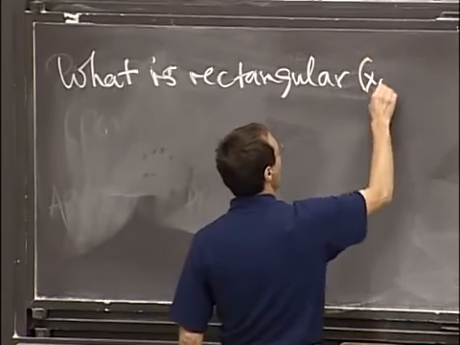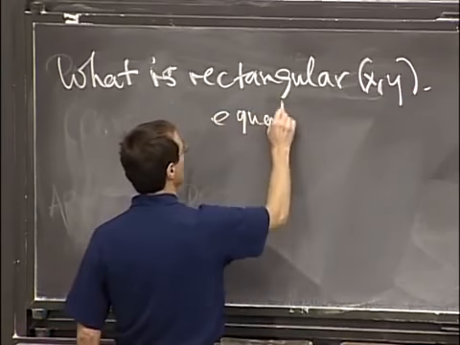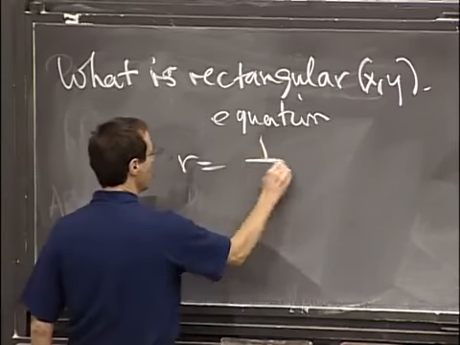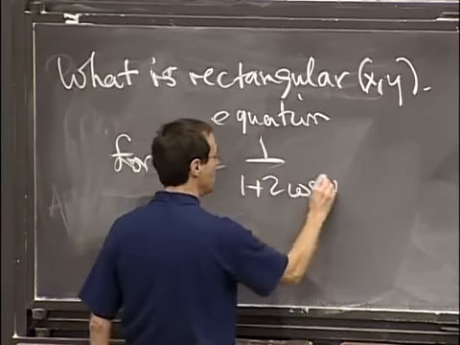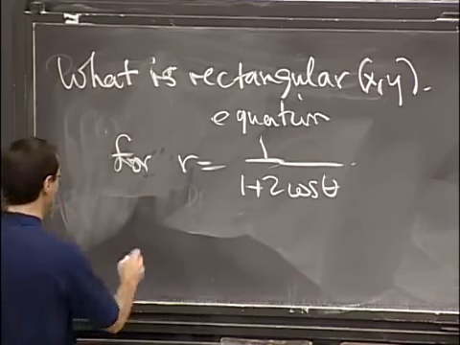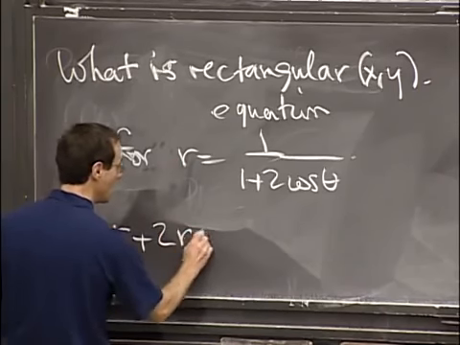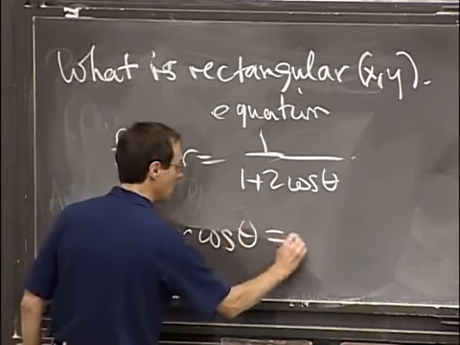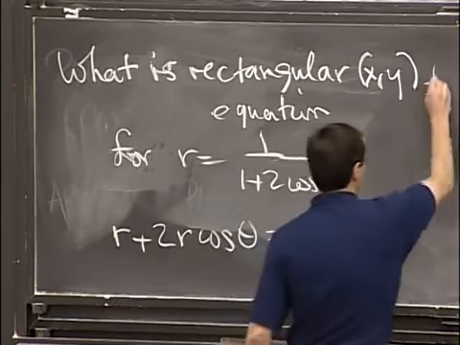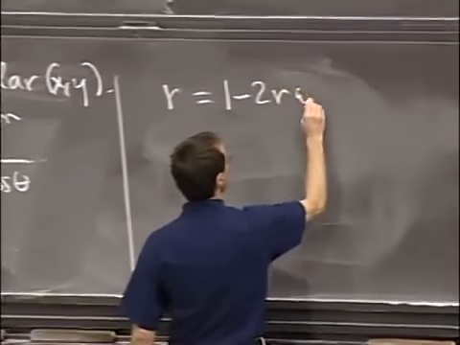That means the xy equation for this r equals 1 over 1 plus 2 cosine theta. And let's see what it is. Well, first I'm going to clear the denominator here. This is r plus 2r cosine theta equals 1. And now I'm going to rewrite it as r equals 1 minus 2r cosine theta.